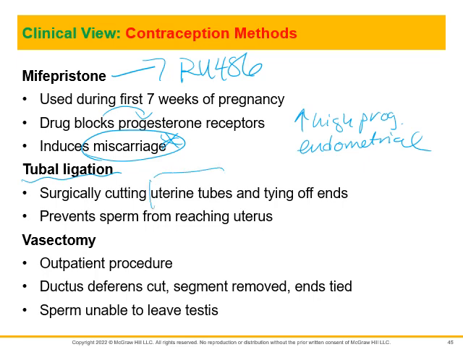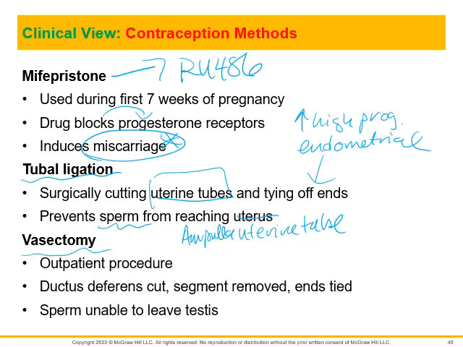Tubal ligation, you cut the uterine tube, you tie off the ends or cauterize, burn them. It prevents the sperm from reaching, this should say, uterine tube site of fertilization. Remember the ampulla. So basically, cut a section of tube, cauterize the ends, tie the ends off. The sperm can't jump over this cut section.